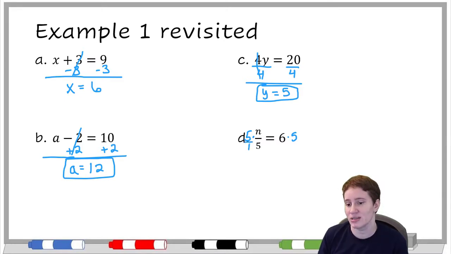So what's really happening is that this is 5 over 1. And if you remember how to multiply fractions together, these 5s cancel out. And that's why that's the helpful thing to do here. And that means n equals 30. So that would be our answer.